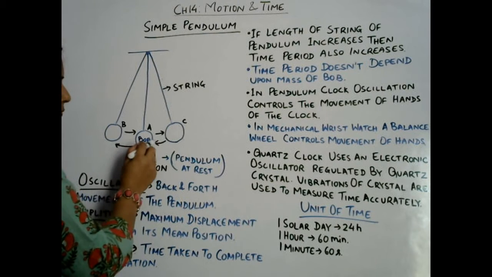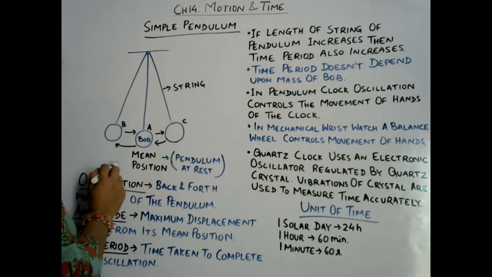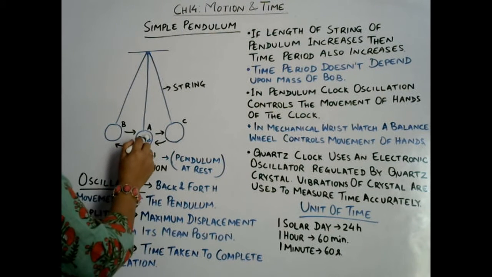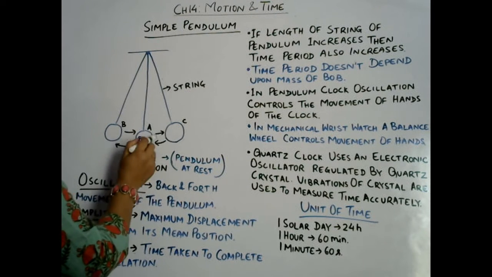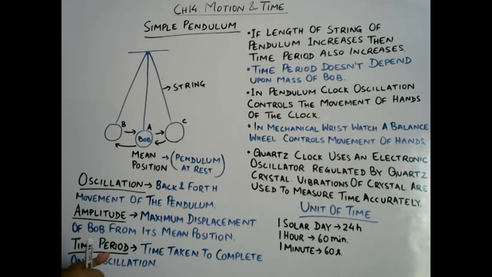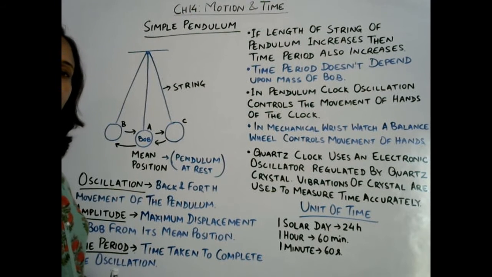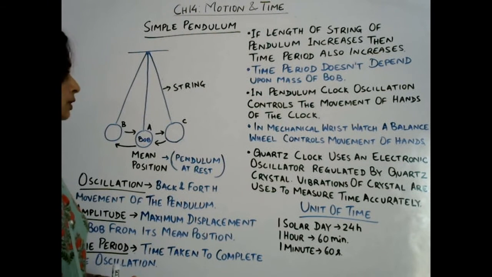Now the movement of this bob shows oscillation. Basically, oscillation is the back and forth movement of the pendulum. So one oscillation is one back and forth movement, one to and fro movement of the pendulum.